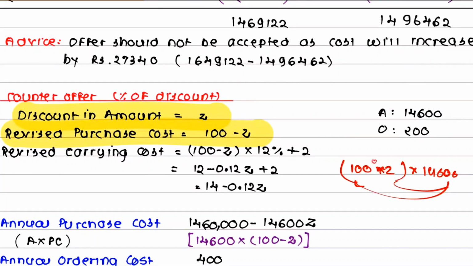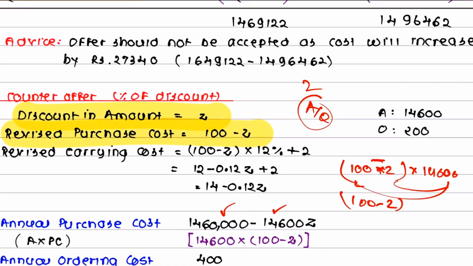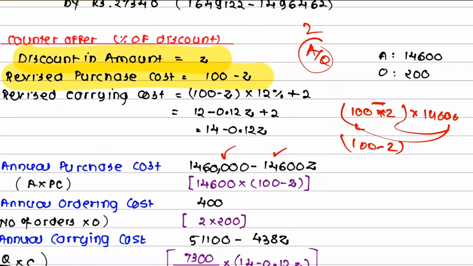So you will multiply both. This is a bracket, the purchase price. So 14,600 into 100, how much will it come to? 14,60,000 and 14,600 into Z, 14,600 Z, and this will remain minus because it was 100 minus Z in the bracket. Clear with this? Now ordering cost has no change. That is A by Q, and how many orders are there? 2. He said that if you read the part, the maximum number of orders you will place is 2. So that is 2. After that, for the 2 orders part, this will remain 1400, because per order it is 200 for you.